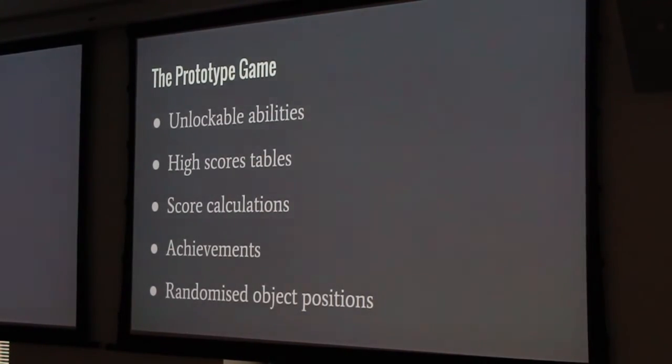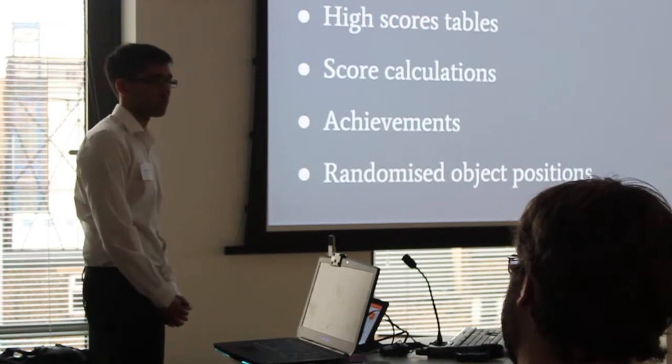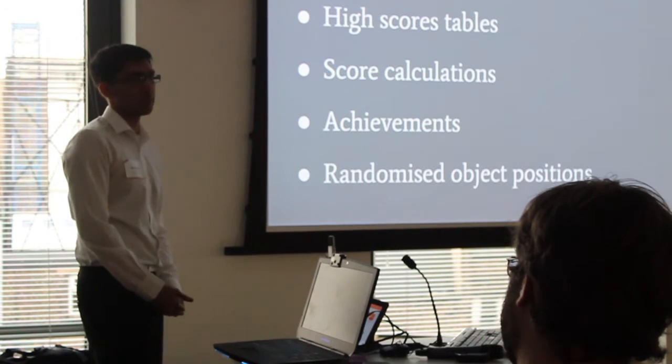High score tables. This taps into ideas of competitiveness, competing against other players. Achievements, the satisfaction of unlocking every single achievement in the game, giving players an option to pursue intrinsic objectives. And randomized object positions. By randomizing different aspects of the game, there's more unpredictability in the game, and so a wider, larger probability space in the game. More things to experience.